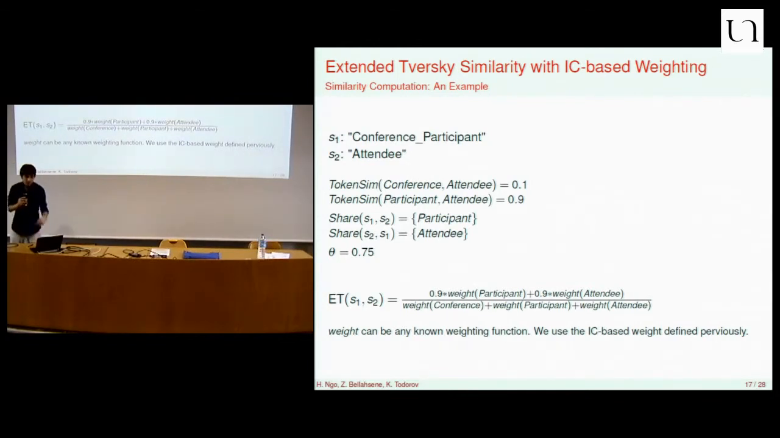So you see that there is a weight computation which is involved in this similarity measure, and the weight that we use can be any existing weighting function from the literature. We have done experiments by using both the well-known TF-IDF weighting, well-known from the information retrieval field above all, and also our information content-based weighting that I have just presented.